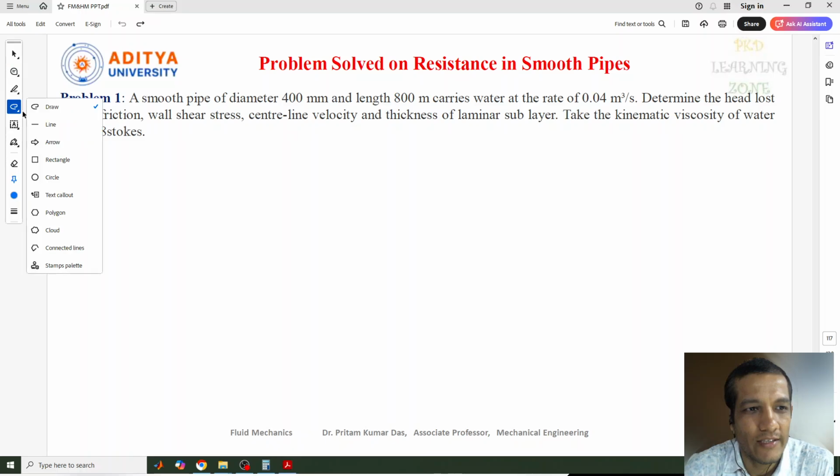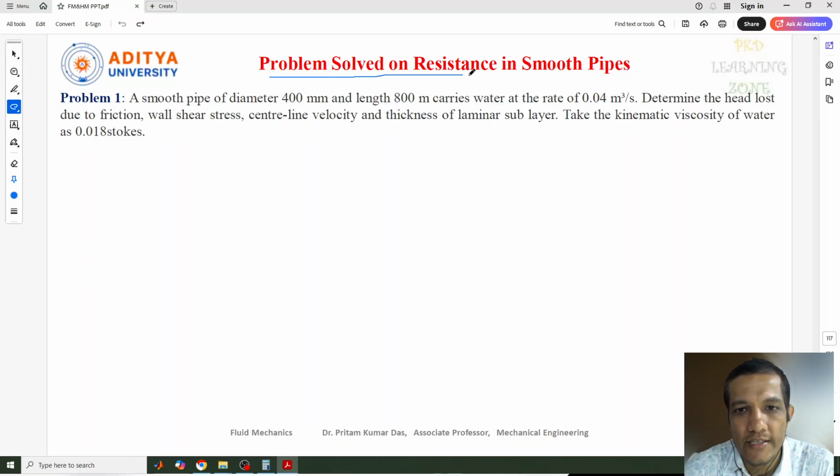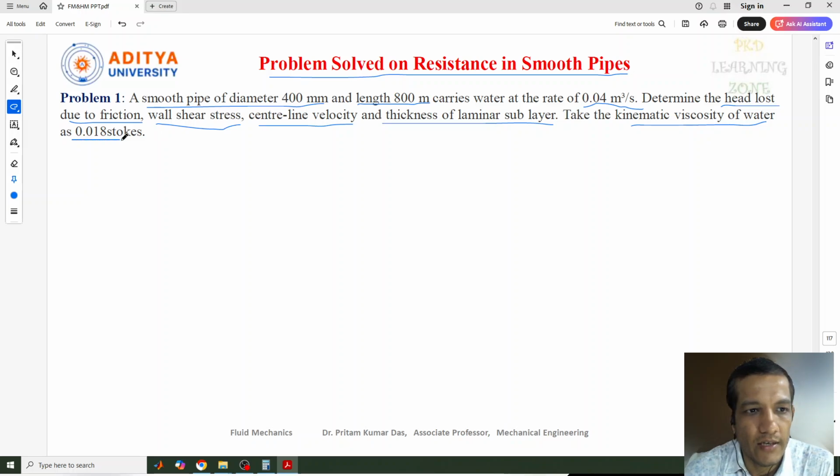In this lecture, we'll discuss a problem on resistance in smooth pipes. So the question is given here: a smooth pipe of diameter 400 millimeter, length 800 meter, carries water at the rate of 0.04 meter cube per second. Determine the head loss due to friction, wall shear stress, center line velocity, thickness of laminar layer, and consider that the kinematic viscosity of water is 0.018 stokes.